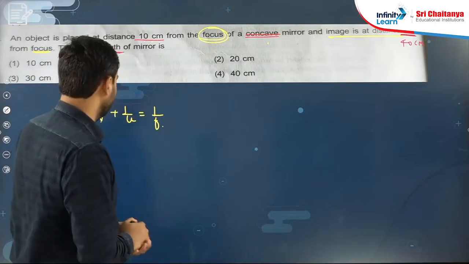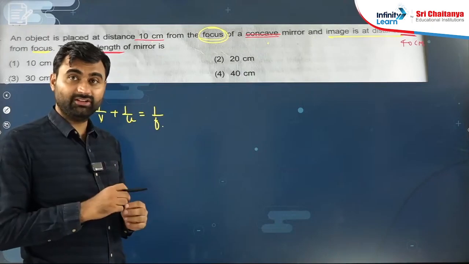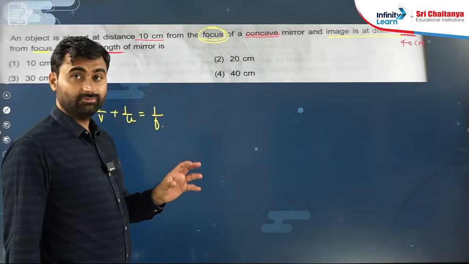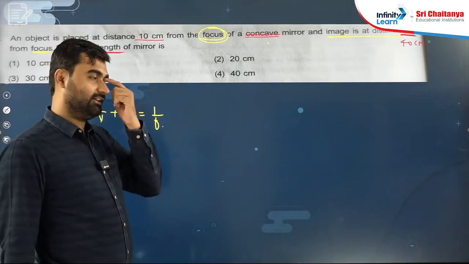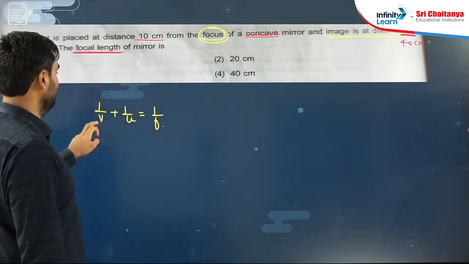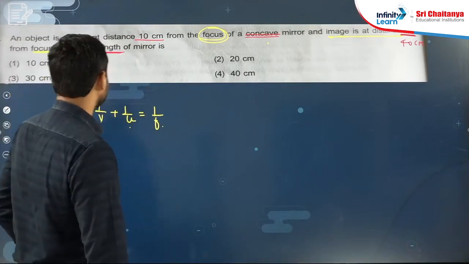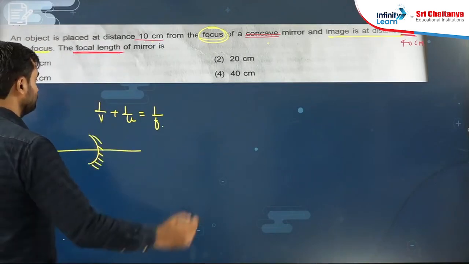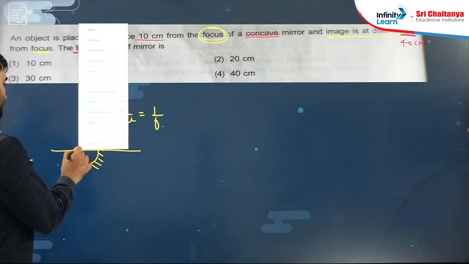Is it clear? In the formula we have to put all these distances from the pole, right? So we have to add the focal length to these distances, then we will get the answer. I think you directly put the distance values, V value 40 and U value 10, and solved it. So here in this question, this is the focus.